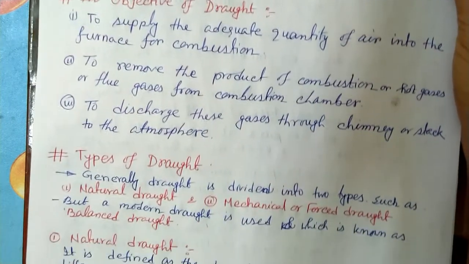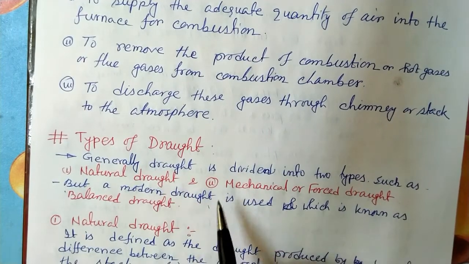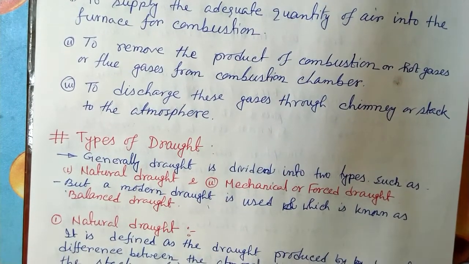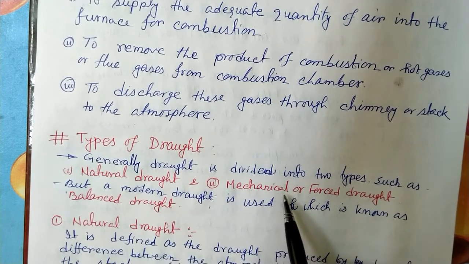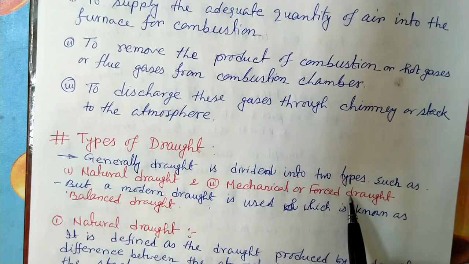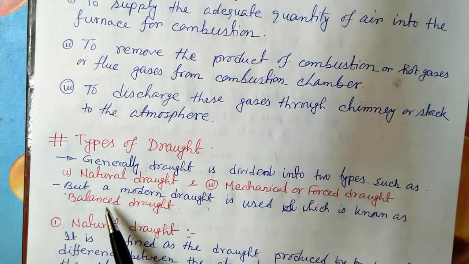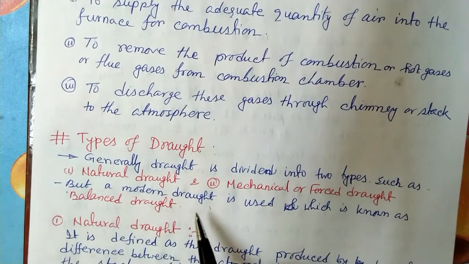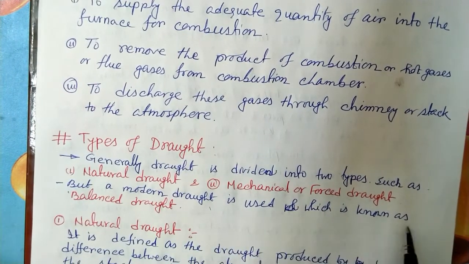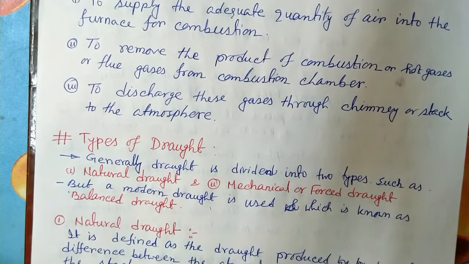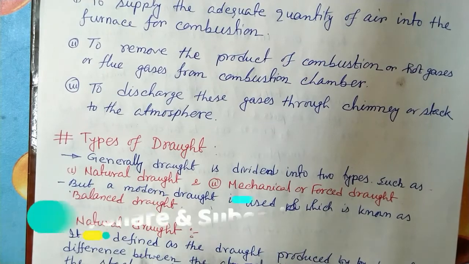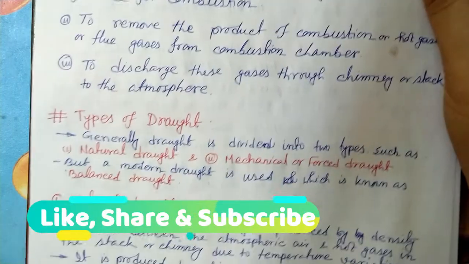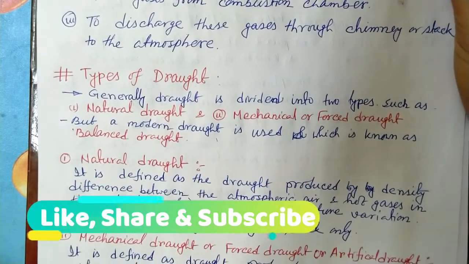So next let's see the types of draught. Generally there are two types of draught system. One is known as natural draught and another one is known as mechanical or forced draught. But in modern boilers a draught is used which is known as balanced draught. So let's see the different types of draught and how we can define each draught system.